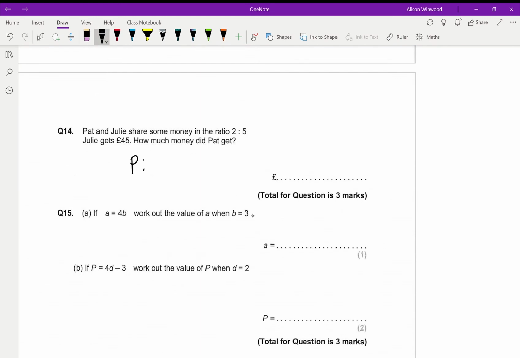Pat and Julie share in the ratio 2 to 5, and Julie gets 45. How do we get from 5 to 45? Well, we multiply by 9. 2 multiplied by 9 is 18.